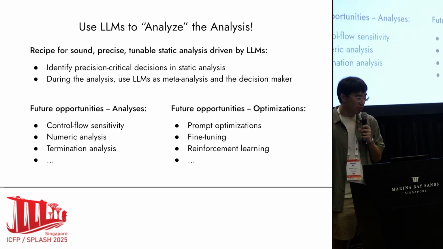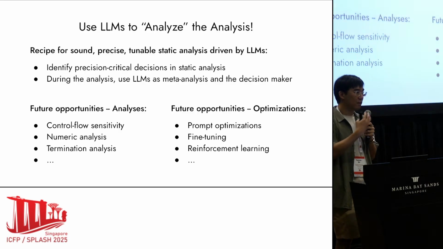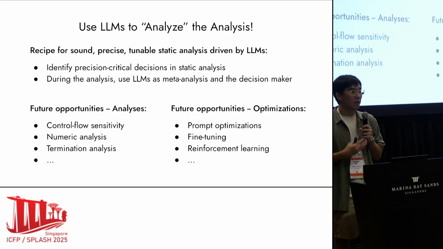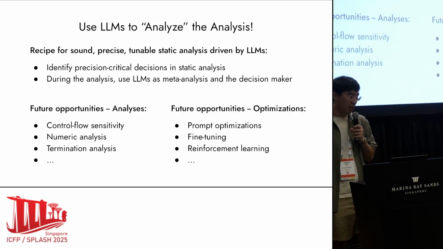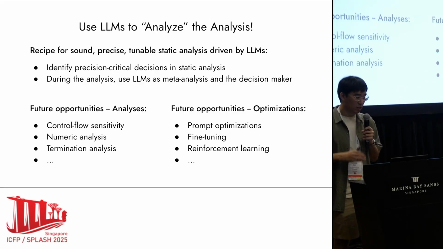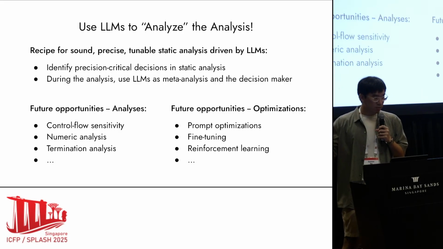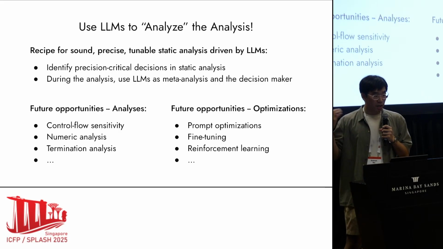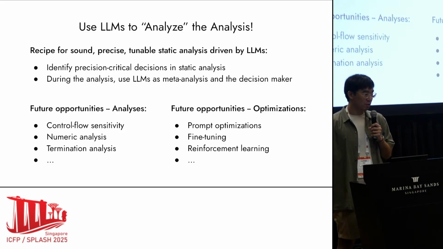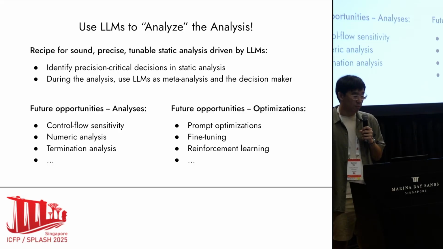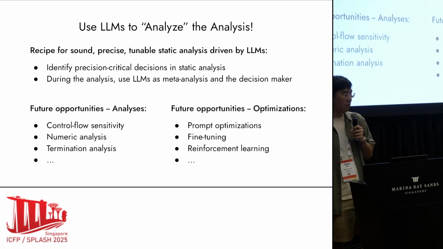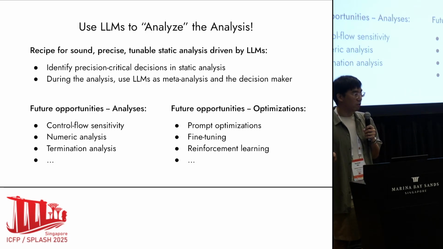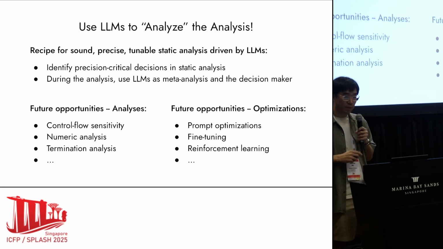In the paper, we also discuss other future opportunities, because other than the control flow analysis we have done in the paper, there are other kinds of analysis where you can also apply this, for example, numeric analysis or termination analysis. And for the second step in our recipe, it is really about how we can use language models better, and there are also opportunities to do that. We can try different prompt optimizations, fine-tuning, or even reinforcement learning of the language model for better precision. This is the end of my talk. Thank you.